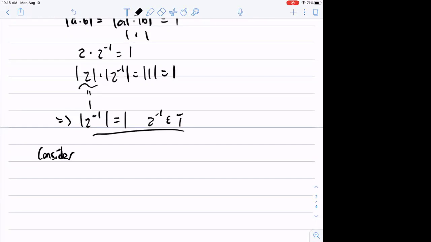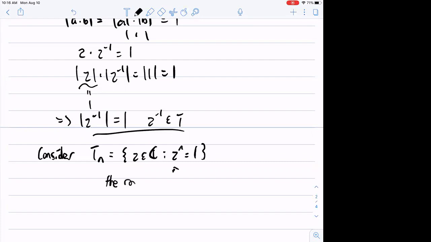Let me just write. How should I write this? Tn. I forgot how the book denotes it. To be the set of z in C such that z to the n is 1. So it's a number satisfying this equation. Now, let's be clear. Over C, this thing has n roots.